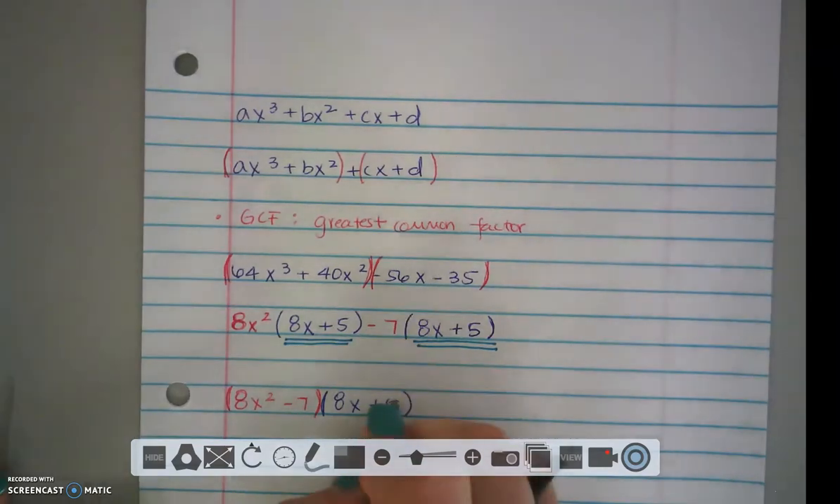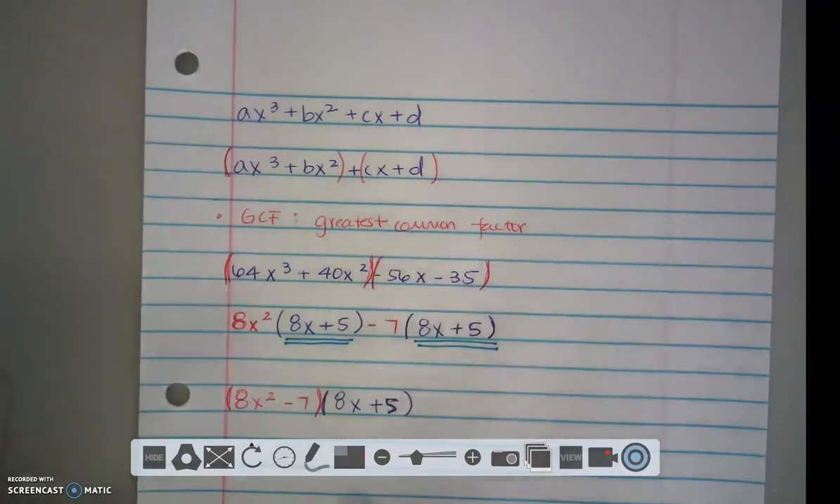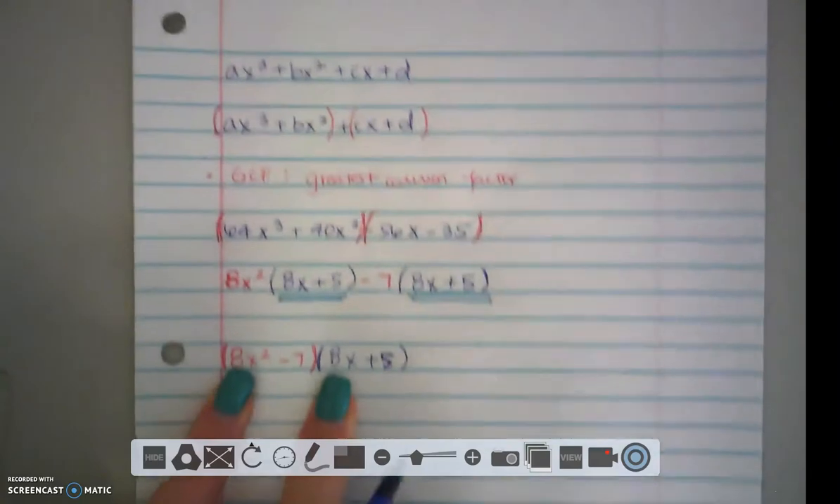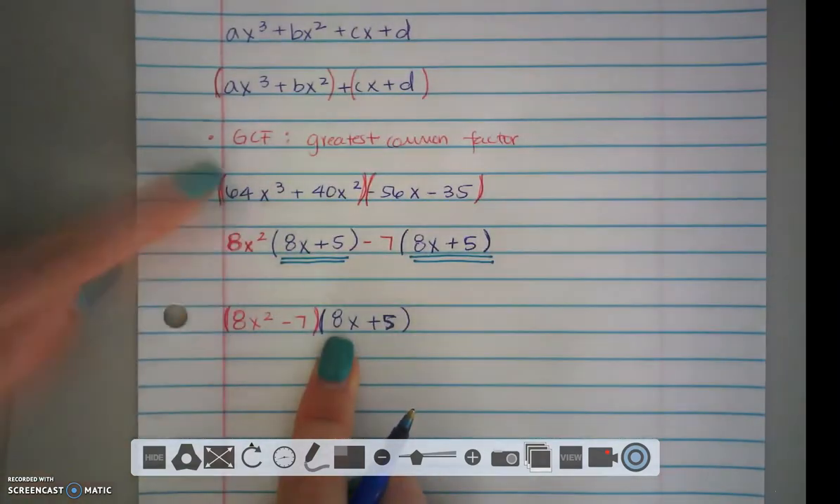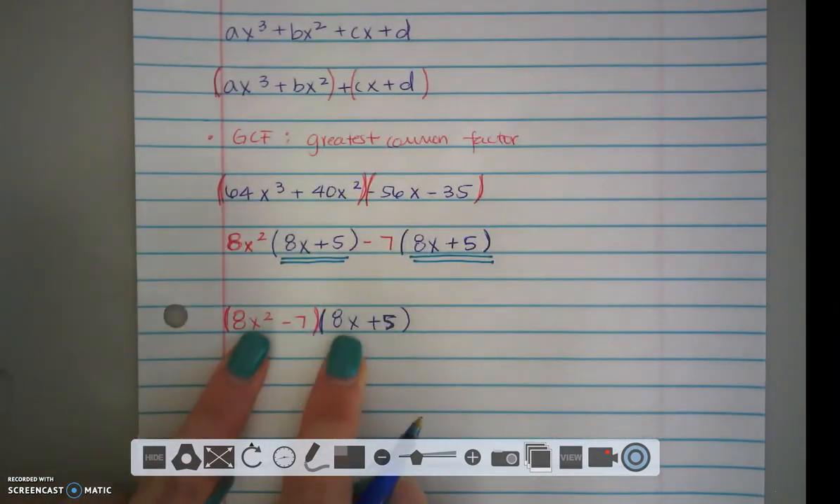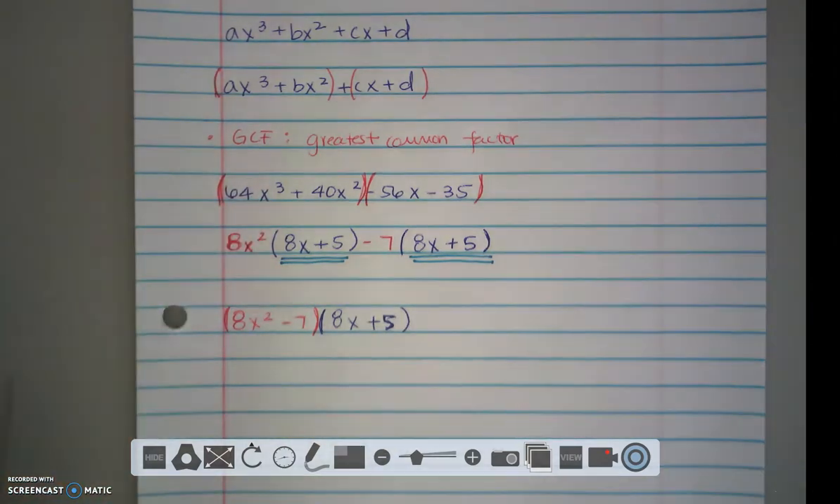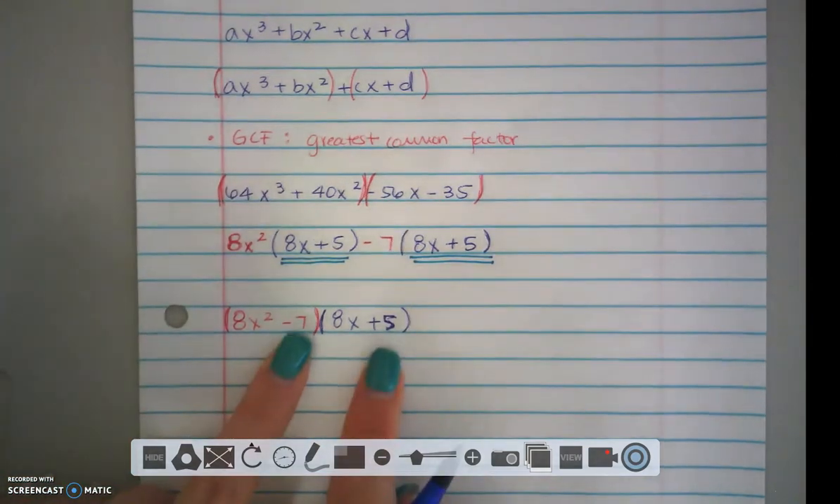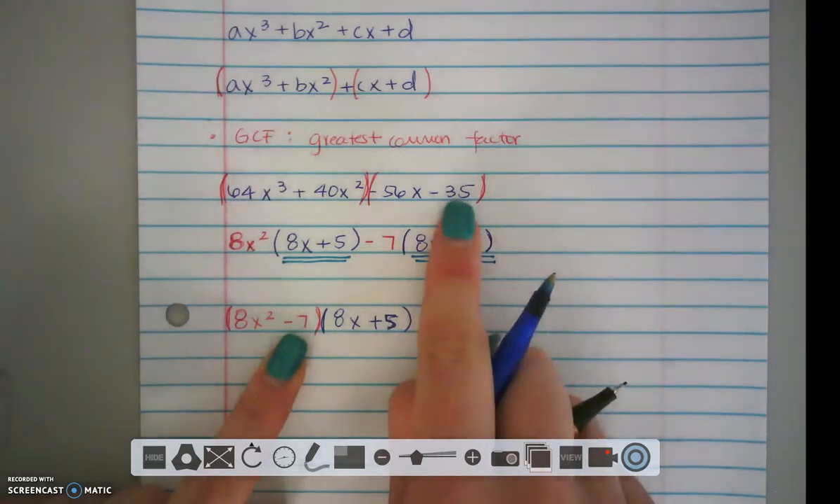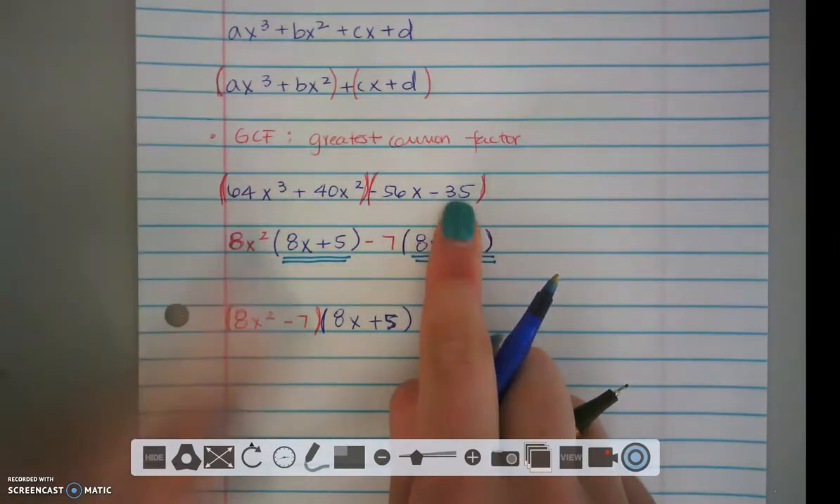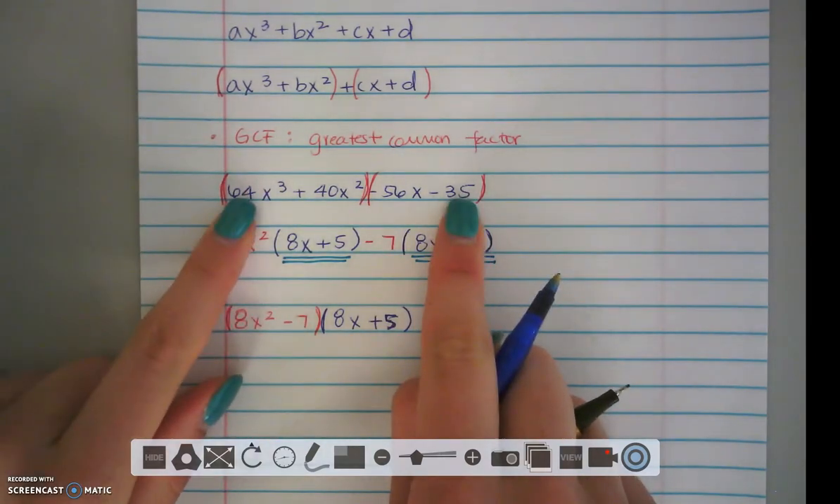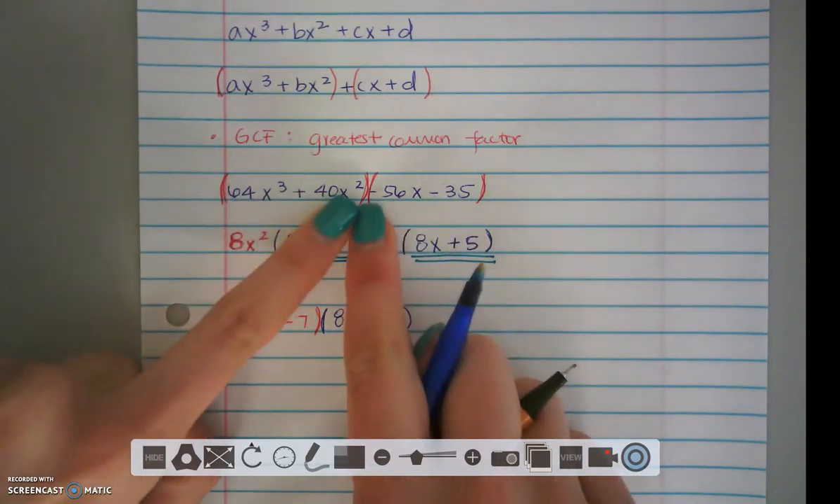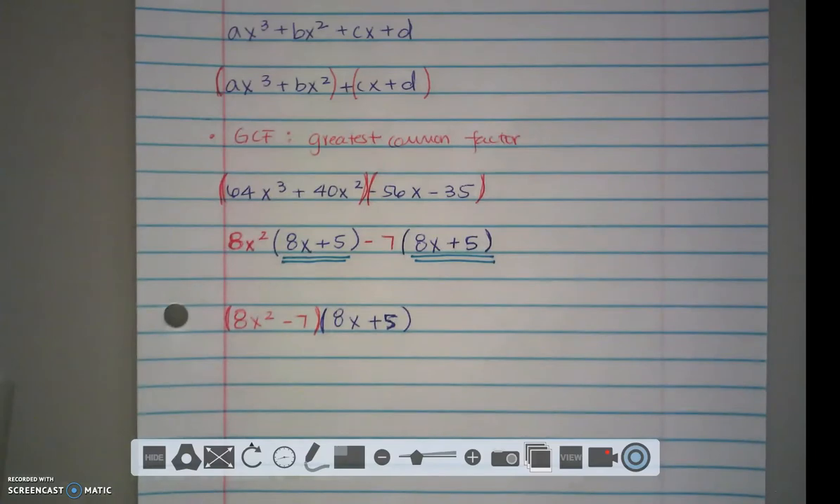Now we can double check our work quickly. We know 8 times 8 is 64. That's what we started with. And x squared times x is x cubed. That's a good start. And negative 7 and 5 do get me a negative 35. As long as my first and my last match up, it's usually following that the middles will be the same. Let's try another example.